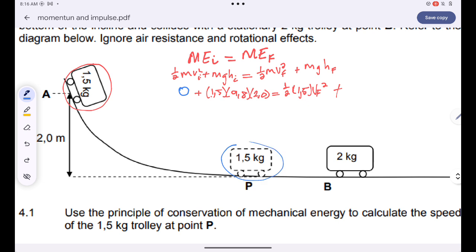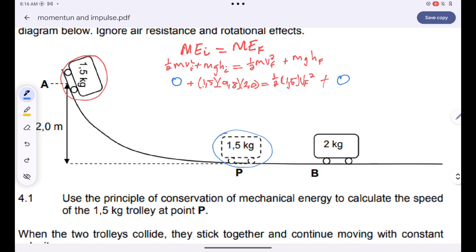when the trolley is here, there is no vertical height or vertical distance rather between the trolley and the surface. So that simply means that potential energy is 0. If the height above the surface or above the ground is 0, the potential energy has to be 0 as well. So I'll just put a 0 there. Okay, and then on the right hand side, I simply have 1.5 multiplied by 9.8 multiplied by 2.